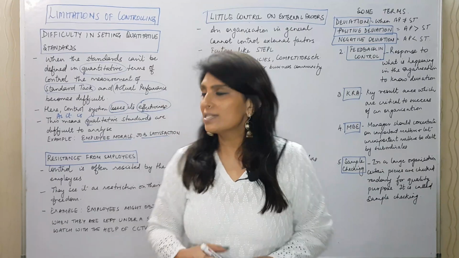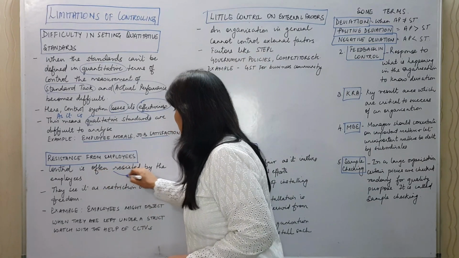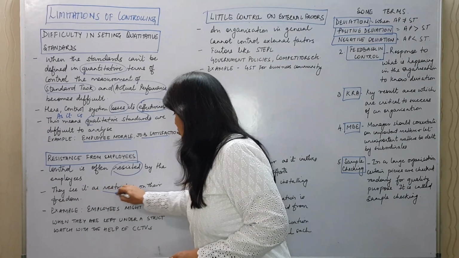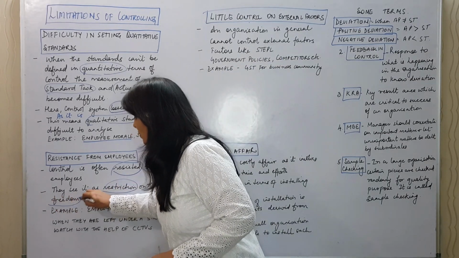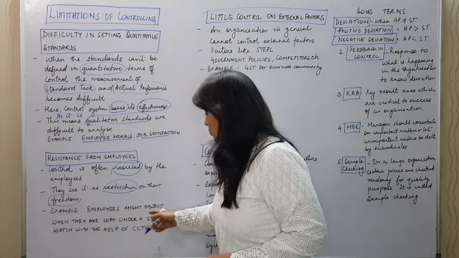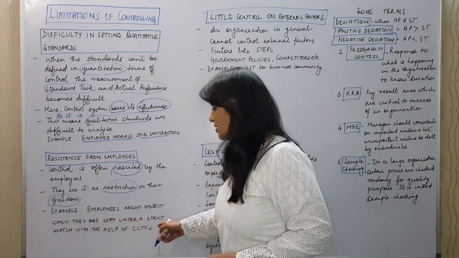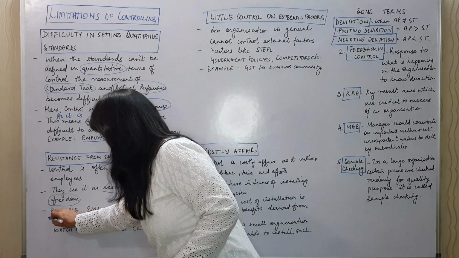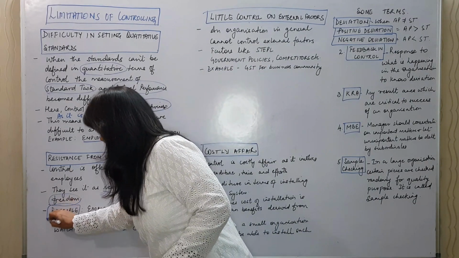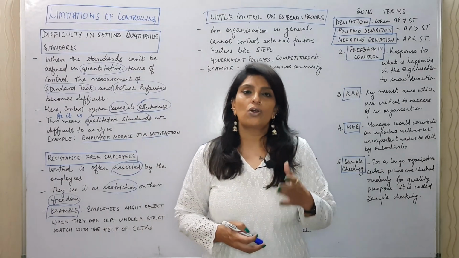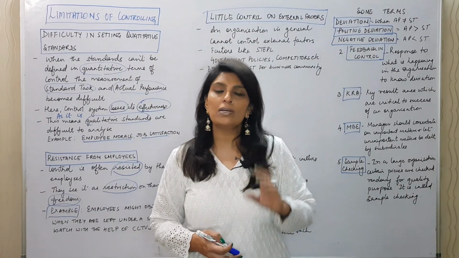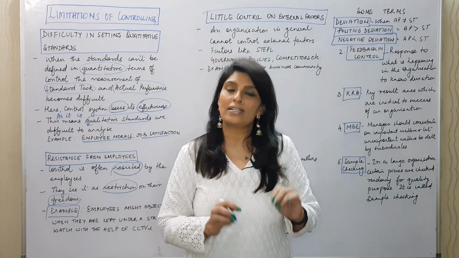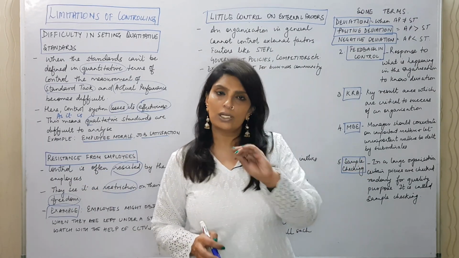Similar happens with employees. Control is often resisted, not liked by employees. They see it as a restriction on their freedom, curbing of the freedom. For example, employees might object when they are kept under a strict watch with the help of CCTVs. And nowadays it's very important, because sometimes employees tend to do things which are not required, so it's very important to keep them under CCTV vigilance, but they don't like it. It is a resistance from people, so that is a reason why people do not like control.